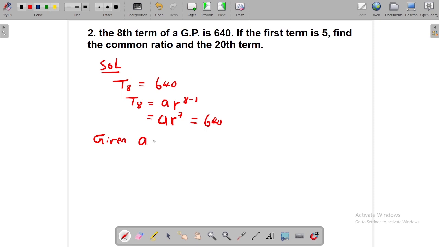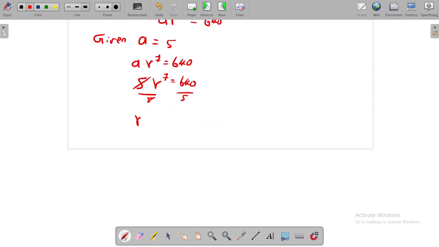Given the first term A is equal to 5, this is going to help us. We will put it here. Let me write it out first. 640 will now give us 5 multiplied by R to power 7 is equal to 640. We divide both sides by 5. 5 cancels 5. We are now going to have R to power 7, which will give us, if you divide these two, 128. This power 7 needs to be removed so that R will stand on its own.